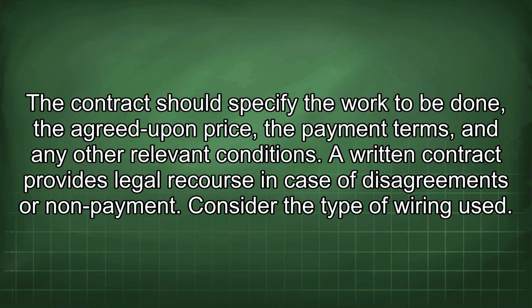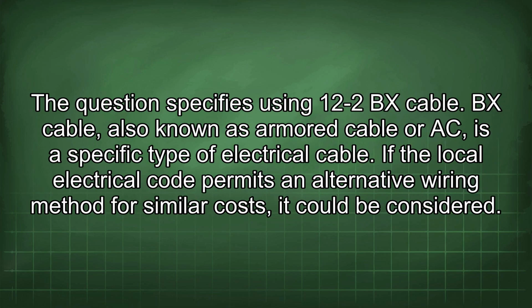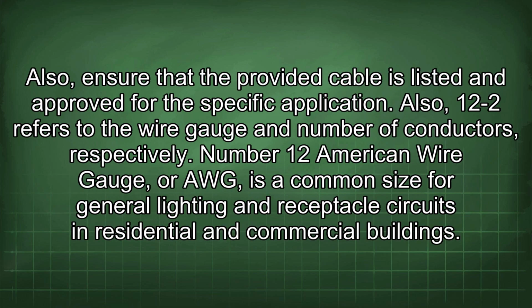Consider the type of wiring used. The question specifies using 12/2 BX cable. BX cable, also known as armored cable or AC, is a specific type of electrical cable. If the local electrical code permits an alternative wiring method for similar costs, it could be considered. Also, ensure that the provided cable is listed and approved for the specific application.